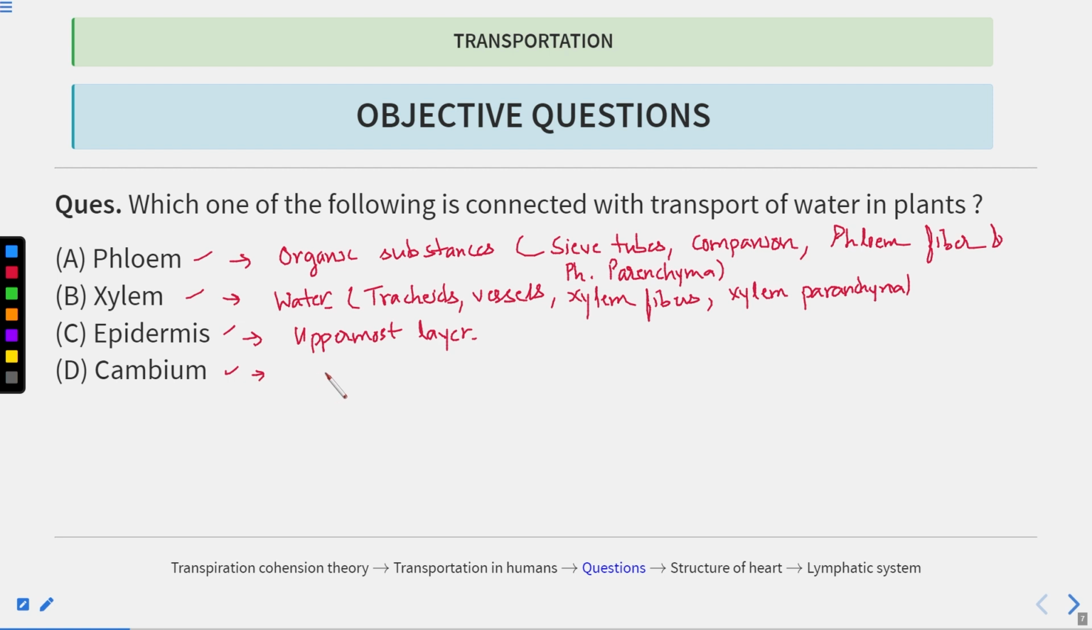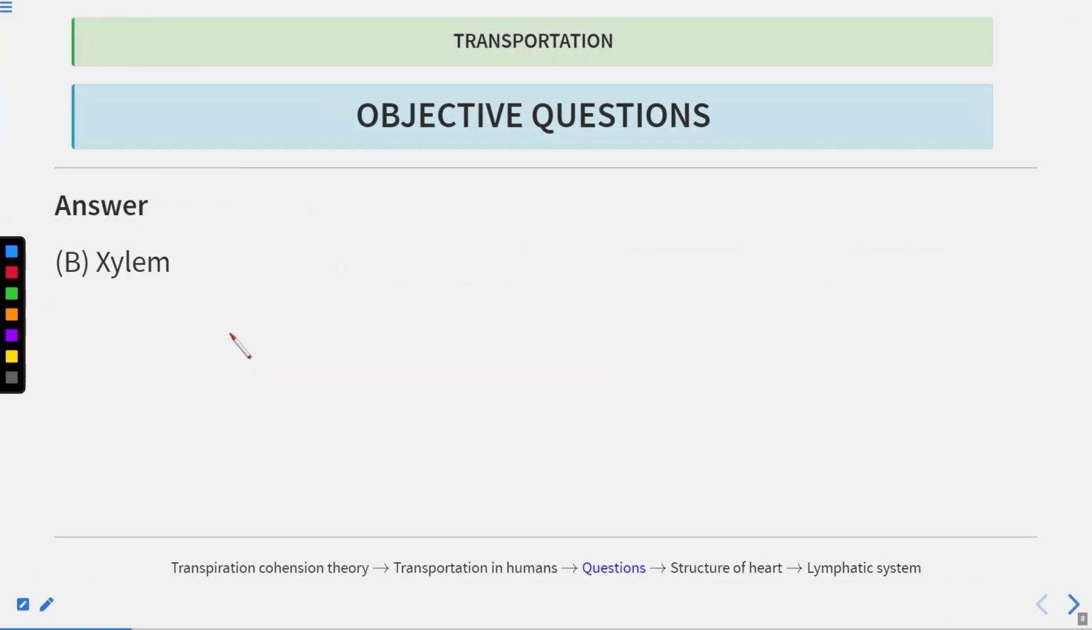It consists of meristematic cells and it gives rise to unspecialized cells. These unspecialized cells will then differentiate and become specialized, and then they will do specialized functions. So what should be the answer to this question? Xylem. Xylem helps in the transport of water across the plant.